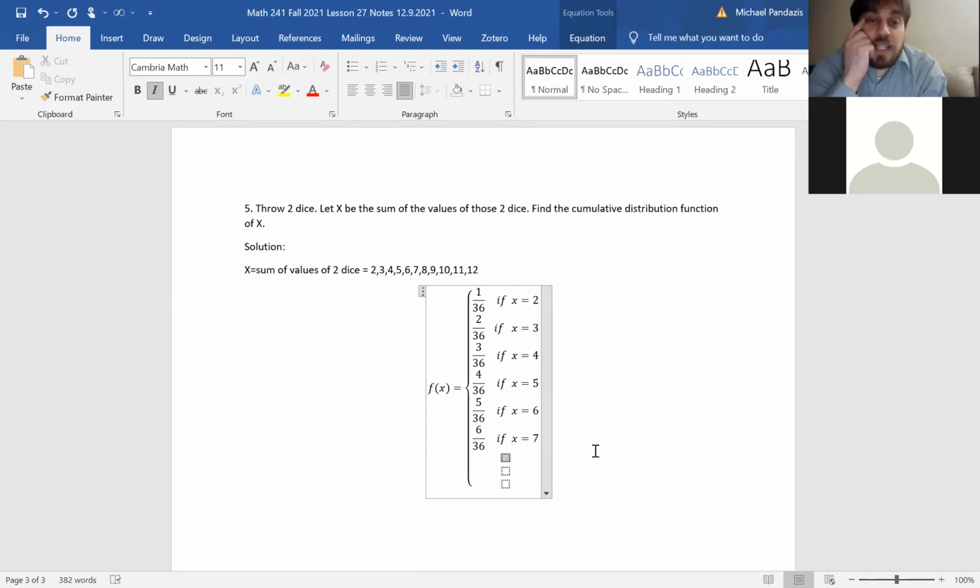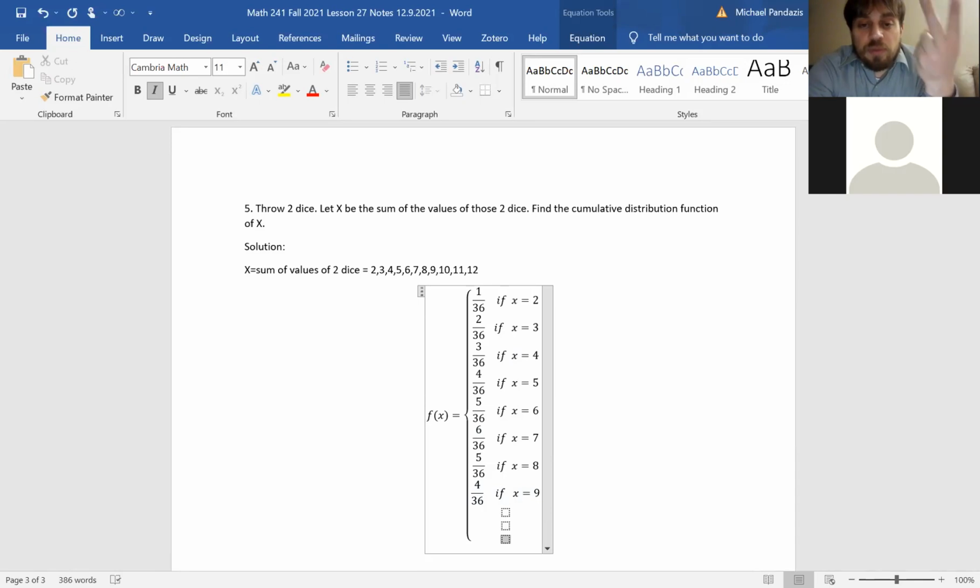Now, if x equals 8, then you cannot do 1 plus 6. You'd have to do 2 plus 6, 3 plus 5, 4 plus 4, 5 plus 3, 6 plus 2. There'd be only 5 ways to get x equals 8. So it starts decreasing in probability now instead of still increasing. And it's a 4 over 36 chance if x is 9, because there's only 4 ways to get a sum of 9: 3 plus 6, 4 plus 5, 5 plus 4, 6 plus 3.